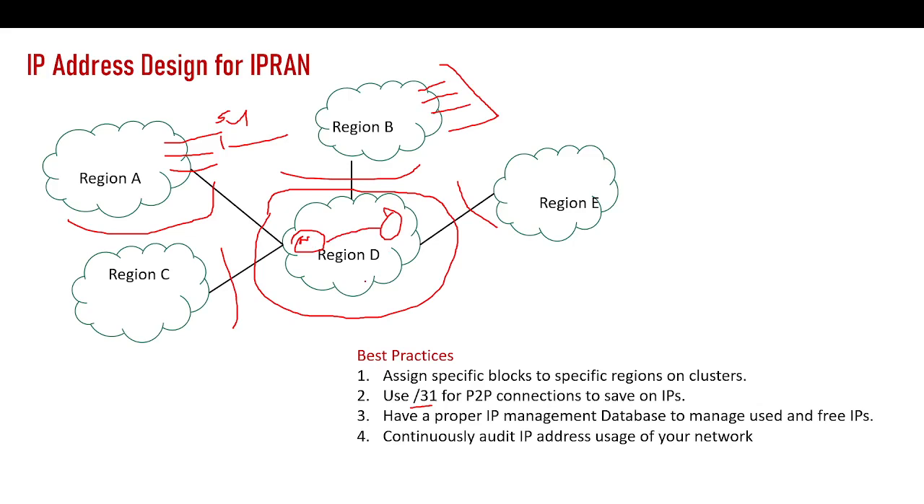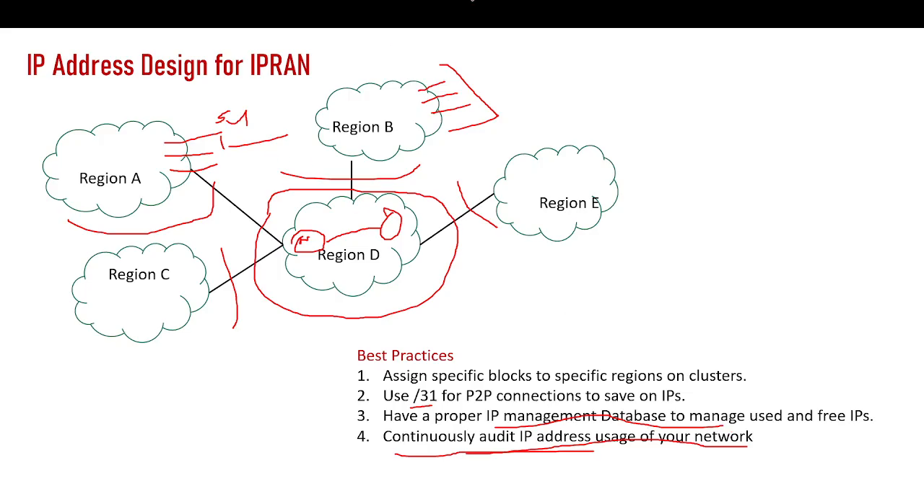Use the NMS if it supports IP management, or you have your own system that will be able to manage these IPs. Then you also have to continuously audit IP address usage on your network. So of course, when you have a proper management system, definitely you can do the auditing to identify whether you have any duplicate IPs, to identify whether some IPs have not been used.